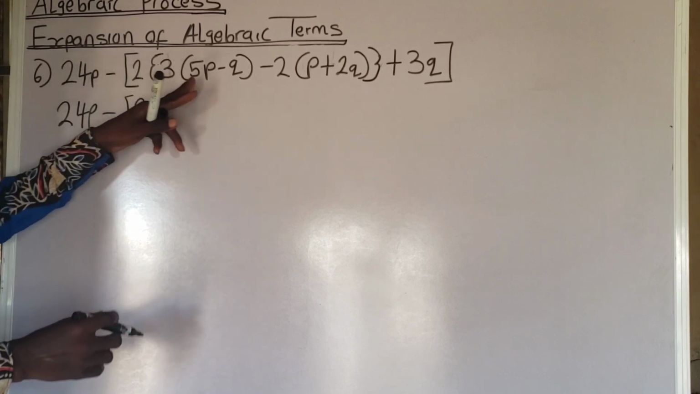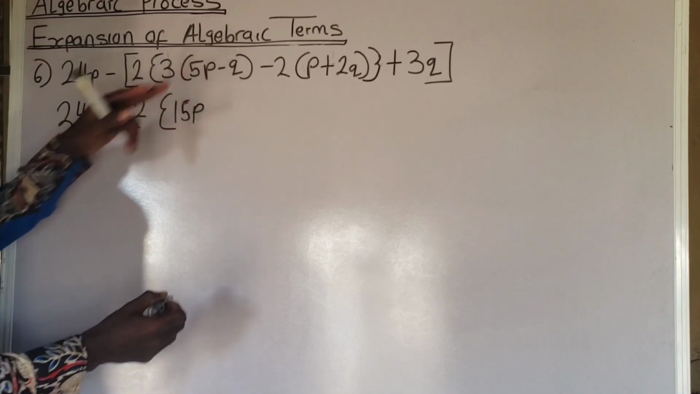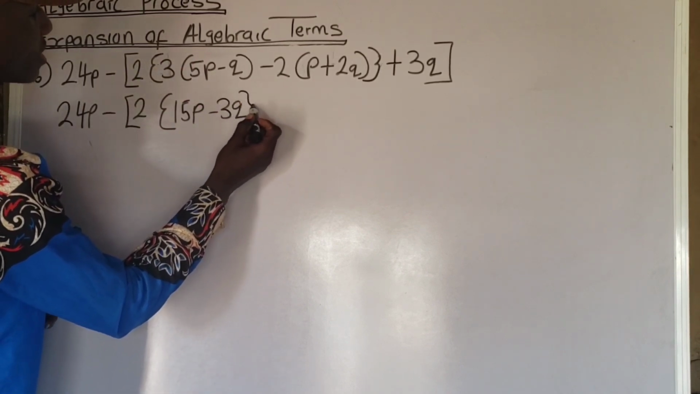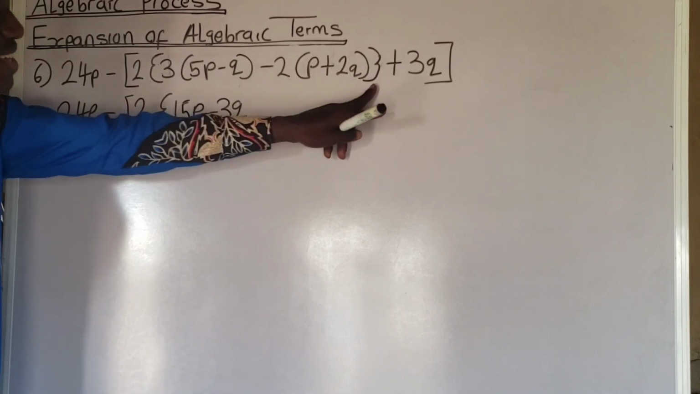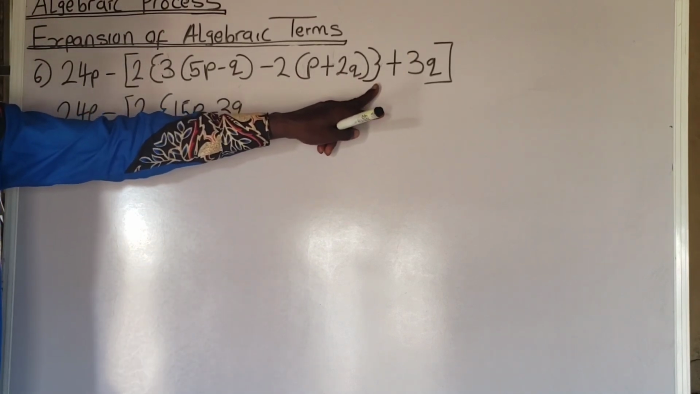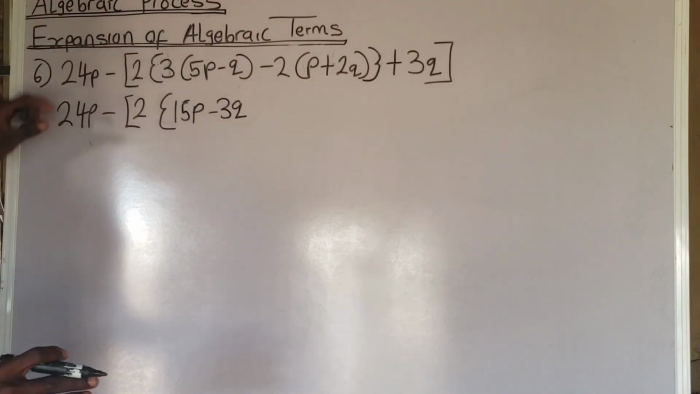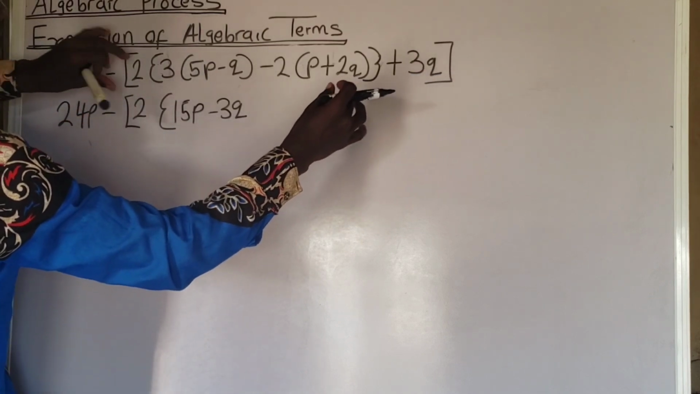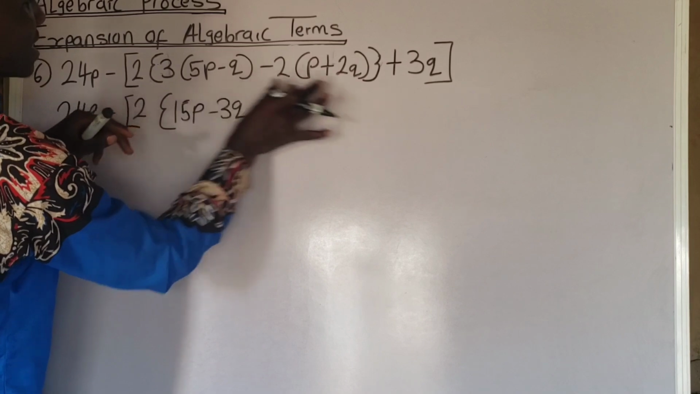3 multiplied by 5p, that is 15p. 3 multiplied by negative q, that is negative 3q. Let's put this curly. I think this is where the curly bracket ends. Look at this, pay attention. We have the larger bracket. This is the larger bracket. Now we have another bracket, which is this, and we have 2 small brackets.